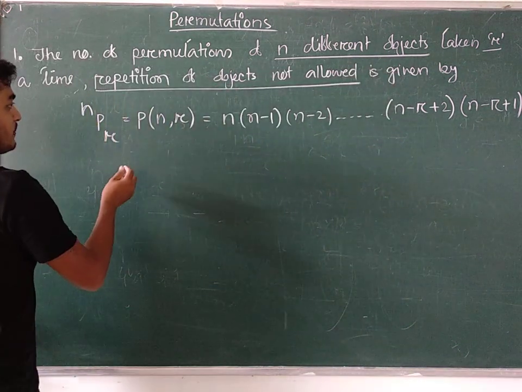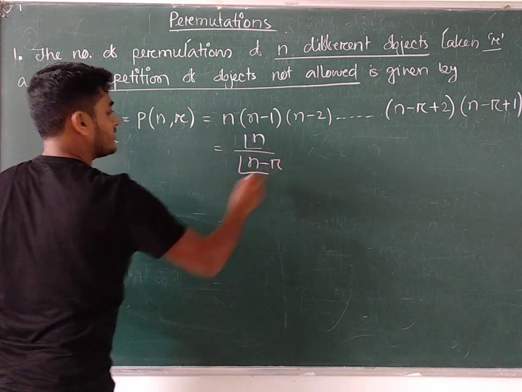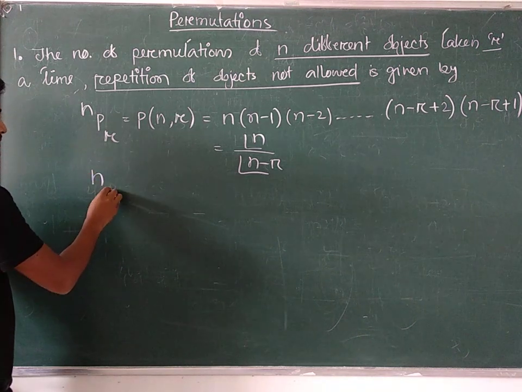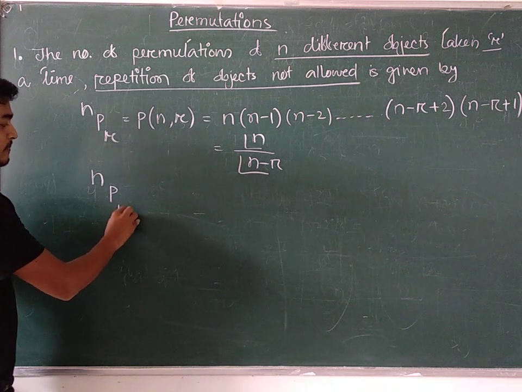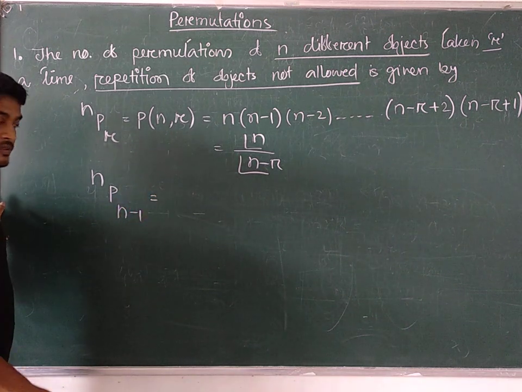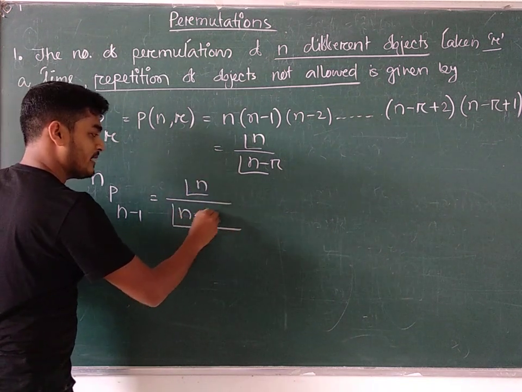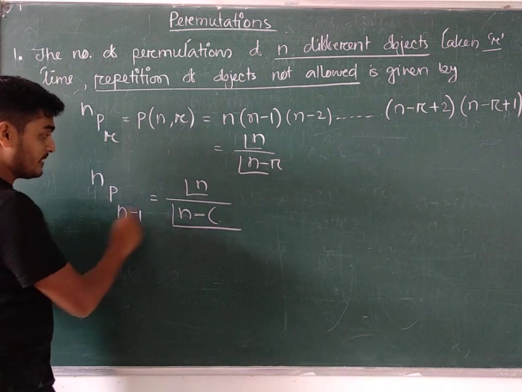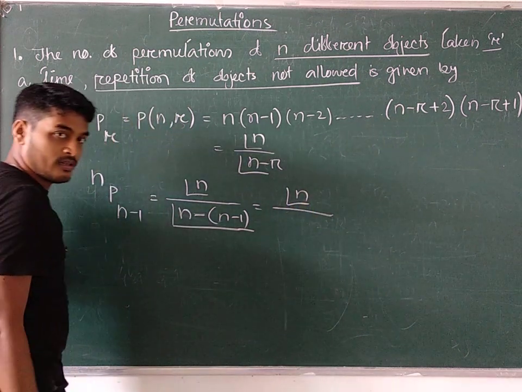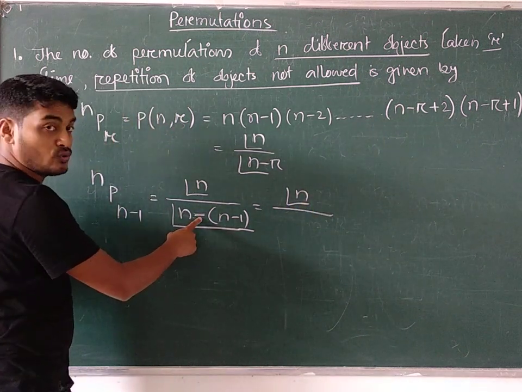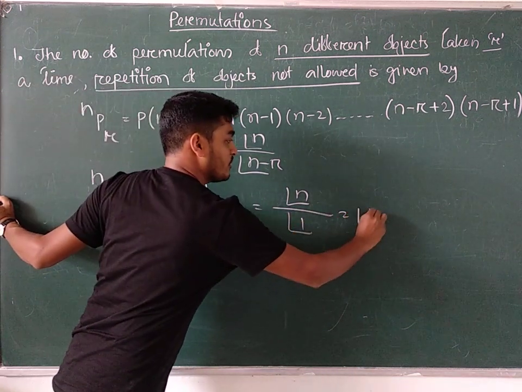In the same way, factorial of n divided by factorial of n minus r. So what is the value of nP(n minus 1)? nP(n minus 1) is equal to factorial of n divided by factorial of n minus r. What is the value of r here? n minus 1. Is it clear? So factorial of n divided by, just open the bracket, plus n minus n will be cancelled, into factorial of 1. What is the value of factorial of n?